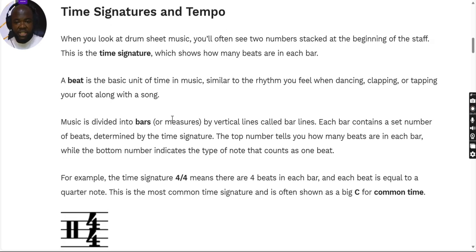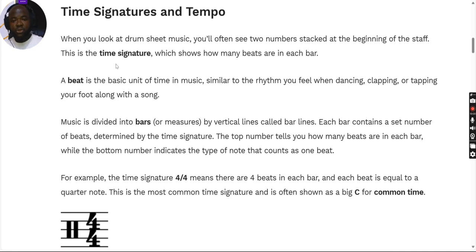So let's proceed and see. This is a lot of notes here. The explanation here is strictly for drummers. When you look at drum sheet music, you will often see two numbers at the beginning of the staff. The time signature is usually at the beginning of the staff, immediately after the clef. Sorry about that.